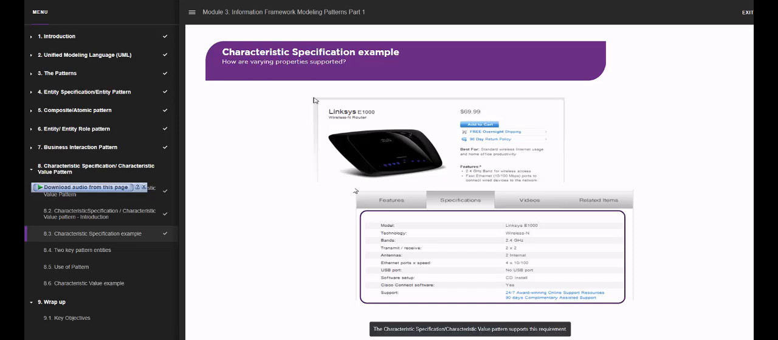The characteristic specification characteristic value pattern supports this requirement. It also supports the requirement that some of these properties are either fixed or configurable. In the example here, the properties are fixed. An upcoming example will show how they can be configured.